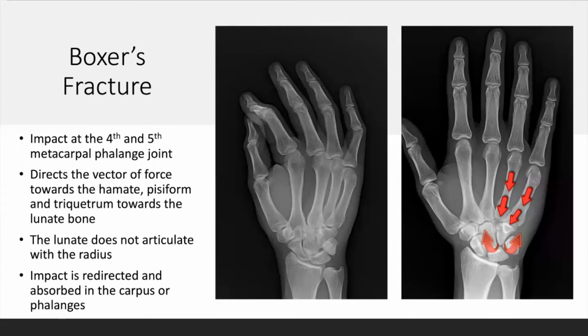In the example of a boxer's fracture, this is the type of thing where I'm just showing the forces coming in from these knuckles. Were you to strike someone essentially with these two knuckles, it's a different force vector. So these forces are essentially coming in towards the hamate, the pisiform, the triquetrum, and they're directing themselves toward the lunate bone. The problem with that is there's no articulation with the ulna in the wrist. The articulation is with the radius. So those forces have to go somewhere else.